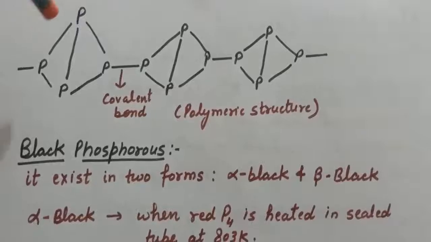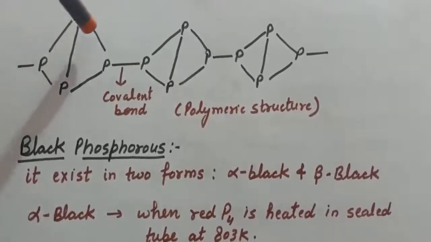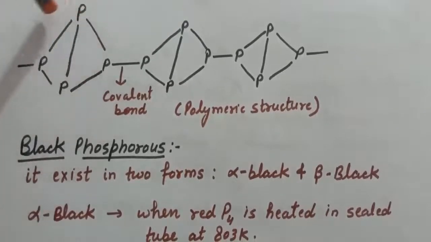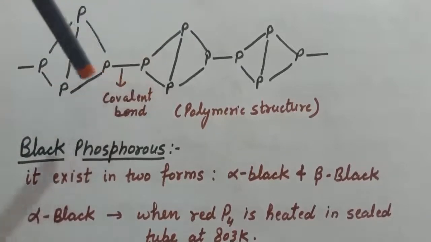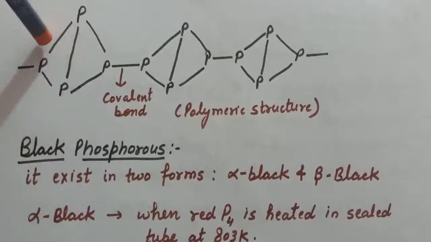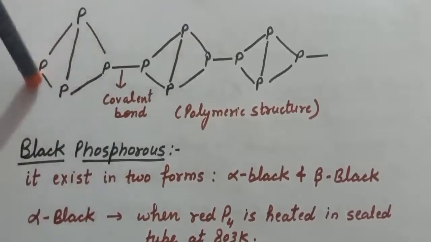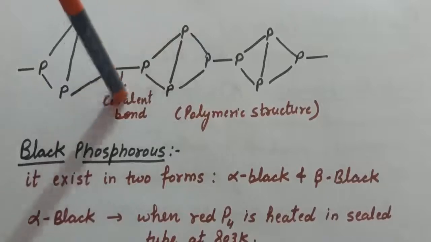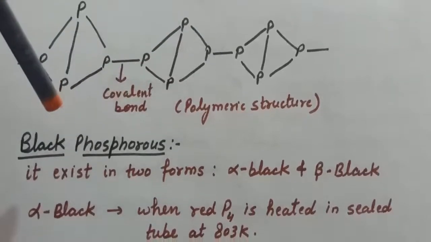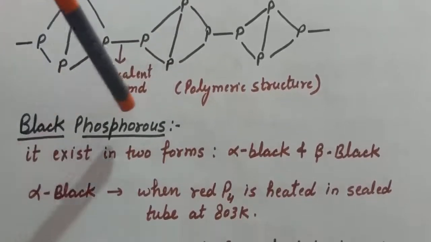Next is the structure of red phosphorus. The structure of red phosphorus is polymeric, consisting of P4 tetrahedra linked together via covalent bonds. That is, one P4 unit is joined to another P4 unit via covalent bond. Next allotrope of phosphorus is black phosphorus.